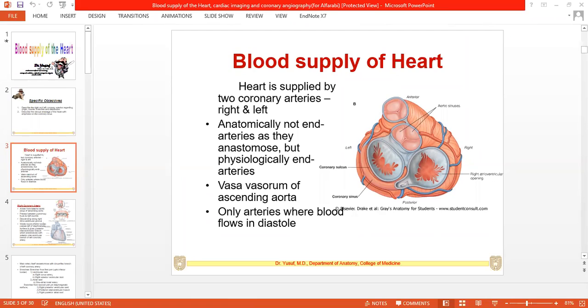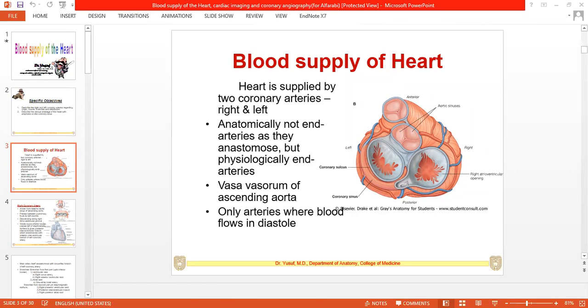These are the only arteries where the blood flows in diastole. What do you mean by this? Whenever the heart contracts, it is called systole. When the two ventricles contract and the blood is gushed into all the arteries, it is called systole. All the arteries get the blood when the ventricles contract and the blood is pushed into the aorta and from there to all arteries. So all the arteries get the blood supply during systole.